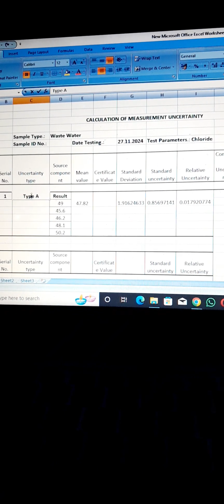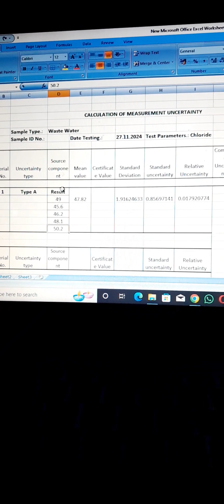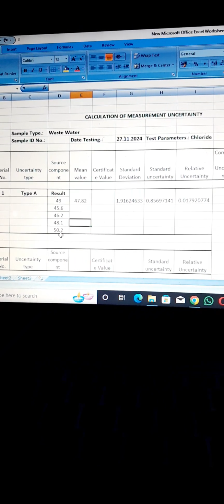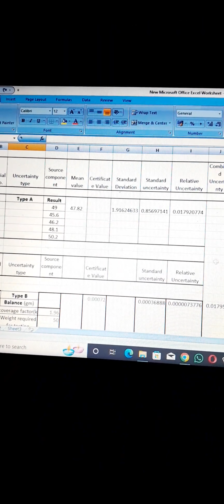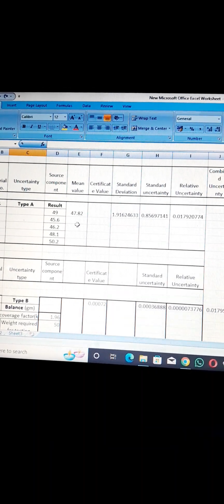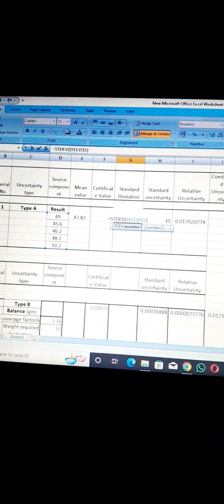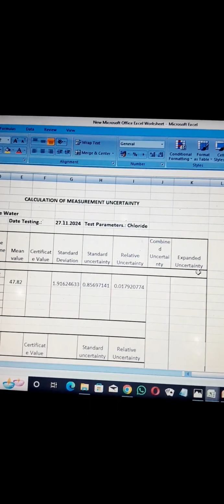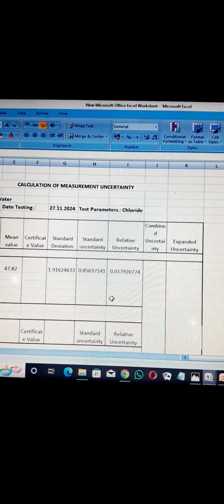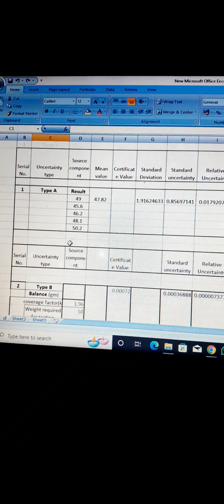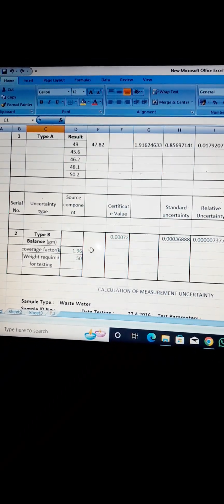Then first come to type A uncertainty. Here I have taken 5 repeatability tests. Then by putting in the formula, we calculate its mean value. Then by putting in the formula, we calculate the standard deviation value. Then come to standard uncertainty and relative uncertainty. Then come to type B error, coverage factor, which we will get from our certificate.